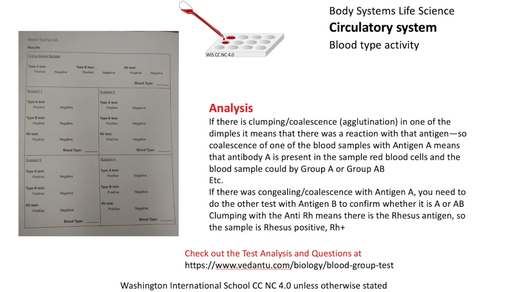And there's the table of results which you can put on your results. And if there's clumping, it means there was a reaction to that antigen. So antigen A clumping means that antibody A is present in the sample of the red blood cells. And you can go through them and you'll see that in this particular case, only one of the suspects fits the crime scene. Still doesn't mean they were guilty though, does it?